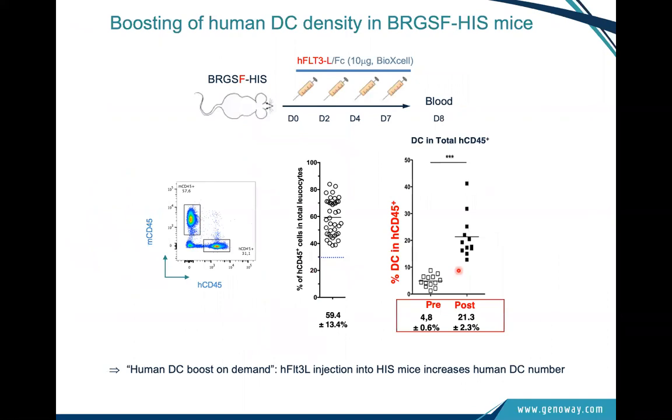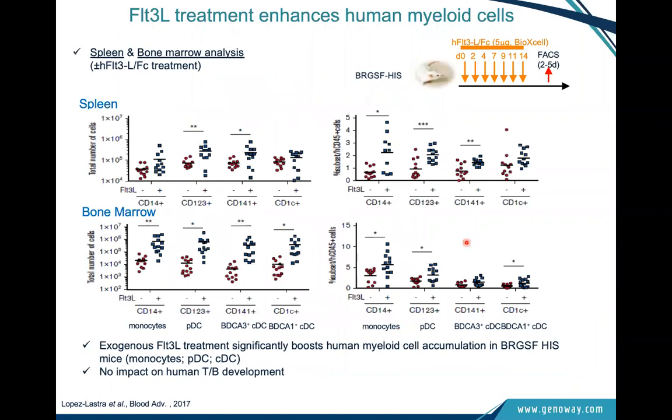When you look at the myeloid cells population now, this is what you're seeing. Prior to FLT3 treatment, you have approximately 5% of myeloid cells, of DCs. And upon treatment, you have approximately 20% of DCs in those mice. So those mice do have dendritic cells that are going to develop when you treat them with FLT3 ligand. This is observable here in different tissues, in spleen and bone marrow.